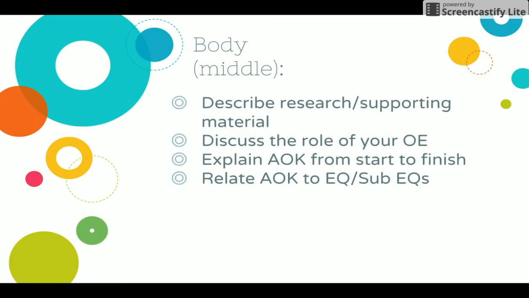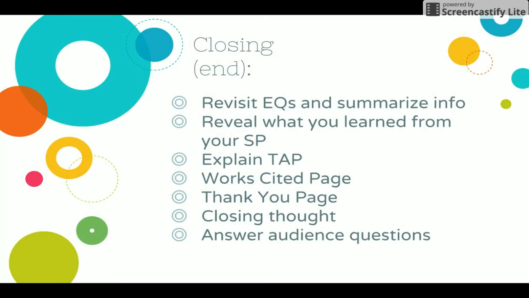In the middle, you include what you did. You'll talk about the research that you did, your OE, your AOK, how your AOK relates to your EQ and sub-EQs. And then in closing, we want to make sure that you revisit your EQs and make sure that you answer them, because that's actually a piece of the rubric. Explain the rest of the stuff. Don't forget to include a works cited page and a thank you page. And you will have to answer audience questions. That's part of it as well.